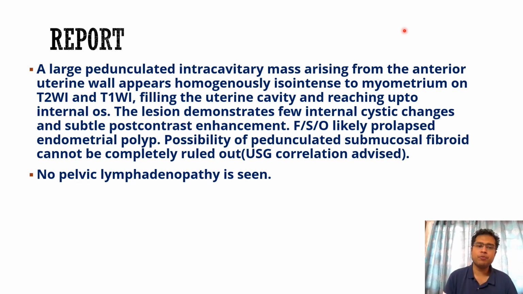Features were suggestive of a prolapsed endometrial polyp, but the possibility of a pedunculated submucosal fibroid could not be completely ruled out because of the signal characteristics on T1 and T2 weighted images. Hence, ultrasound correlation was required. There was no obvious pelvic lymphadenopathy.